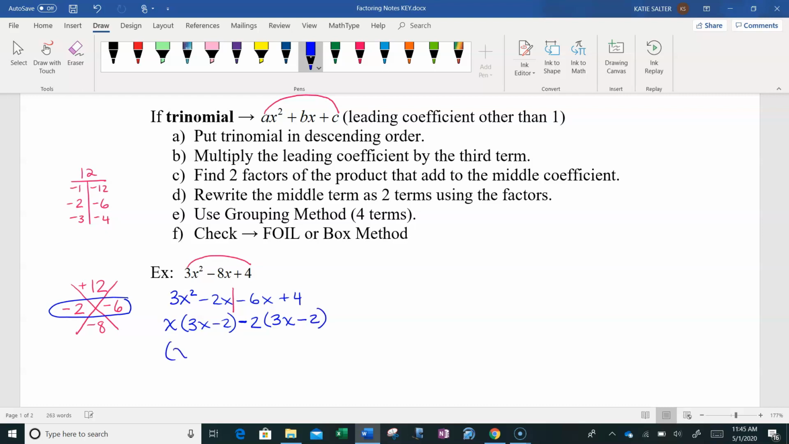So we take our 2 GCFs and we put them together, x minus 2. And then we put our common group beside it, 3x minus 2.